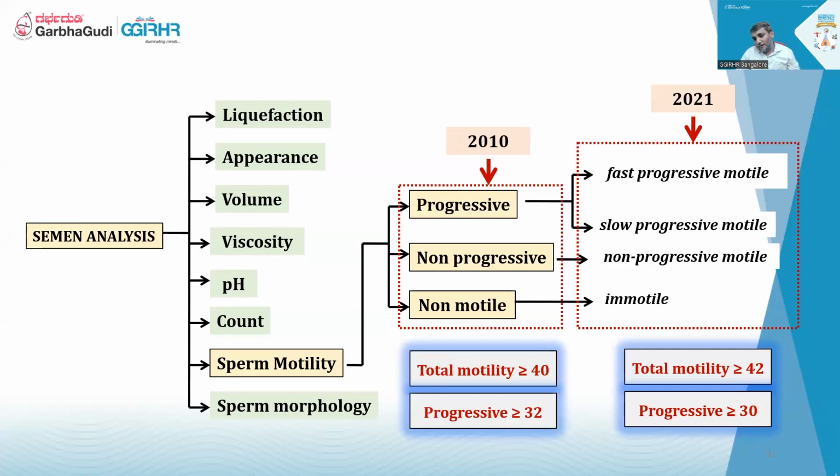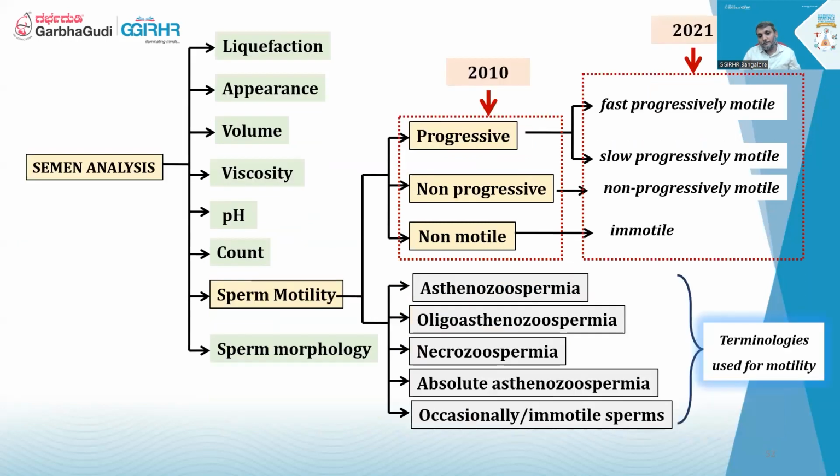In 2021, total motility is more than 42%. When you assess the semen sample, at least 42% of sperm should move. And progressive motility should be a minimum of 30%. Ten years back, progressive motility was 32%, now they have decreased it to 30%. So at least 30% of sperm should have progressive motility.